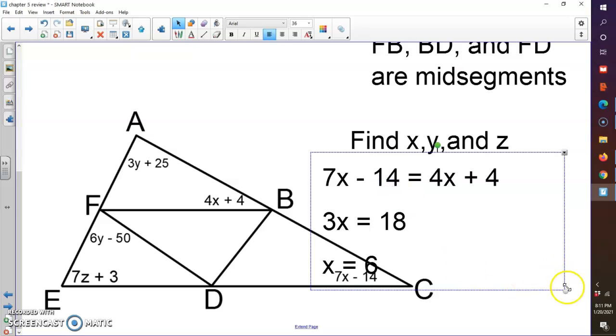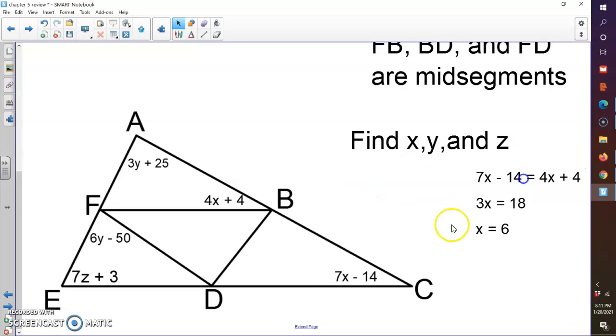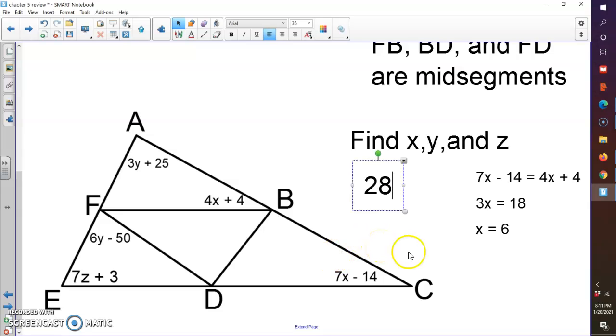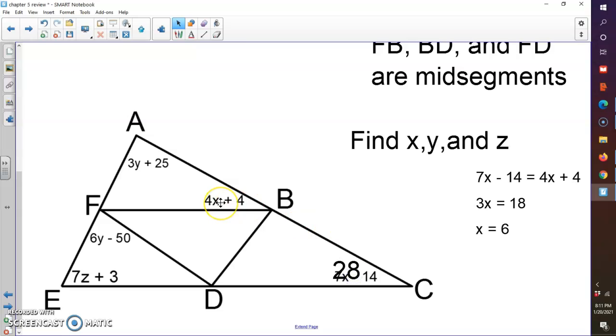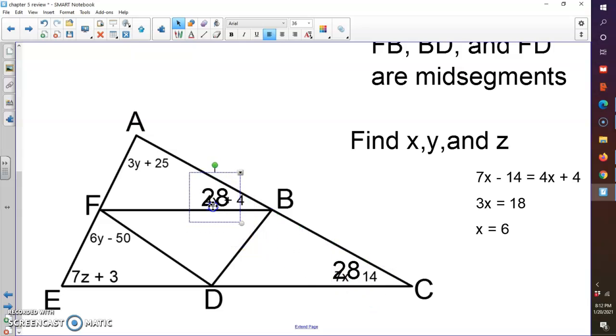Okay. And if you plug 6 in, it should work. 7 times 6 is 42. 42 minus 14 is 28. 4 times 6 is 24, plus 4 is 28. Now, I might need to find other angles in this case to figure out where I'm at. So, in this case, I might try and do y next.